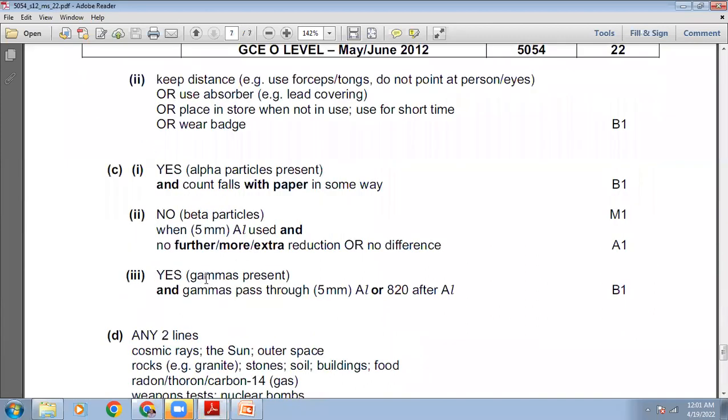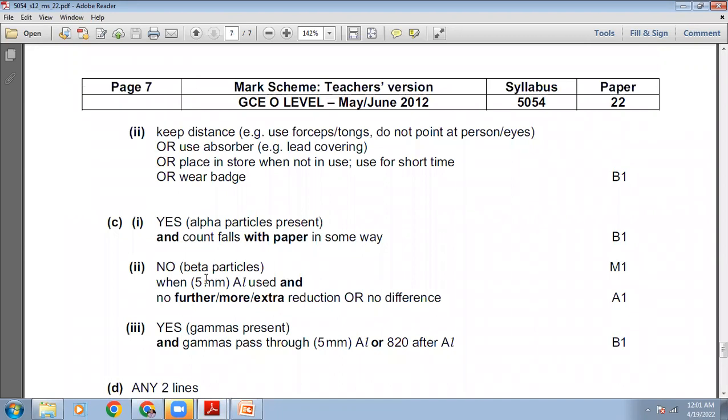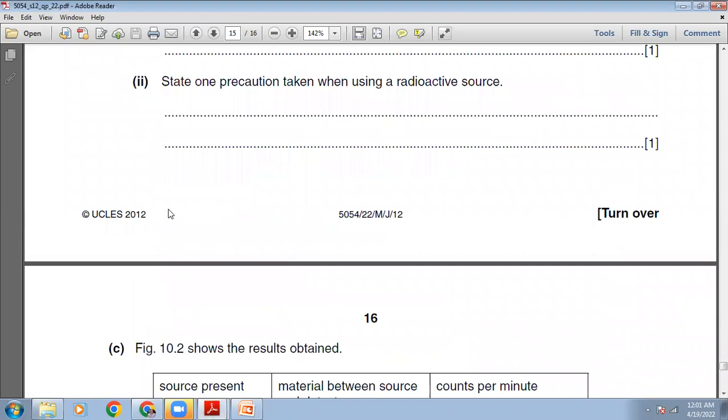So let me show you from the marking scheme. Keep distance, for example use forceps or tongs. Do not point at a person's eye. Use an absorber, for example lead covering. Place in store when not in use. Use for a short time. Wear badges. Your exposure time to the radioactive sample should be kept to a minimum.